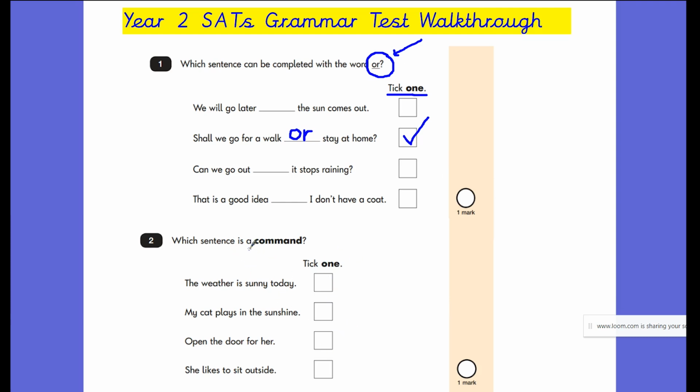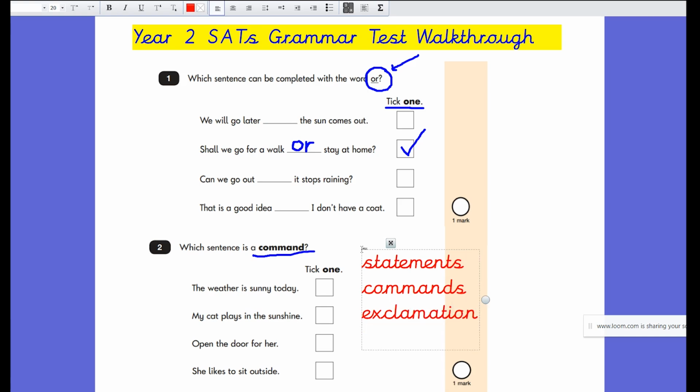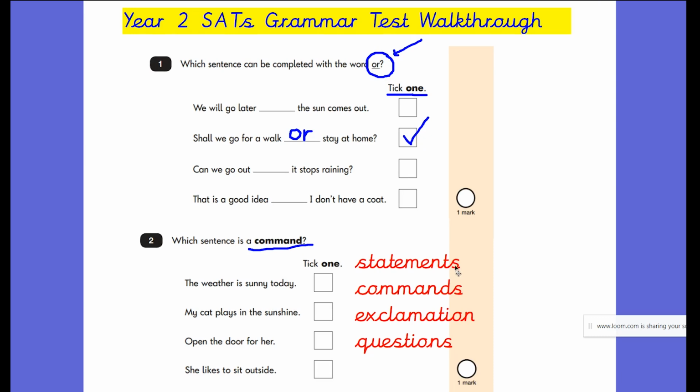Which sentence is a command? In Year 2, children need to know there are 4 types of sentence. There are statements, which are just facts. There are commands, which teachers often say to children are bossy sentences that include a bossy verb, where you're almost like an army general telling somebody to do something. There are exclamation sentences, and there are questions. These are the 4 types of sentences that children are introduced to. And interestingly enough, when they get into Year 6, they also are tested on this. So it is some really important knowledge that they must pick up as they're going through.